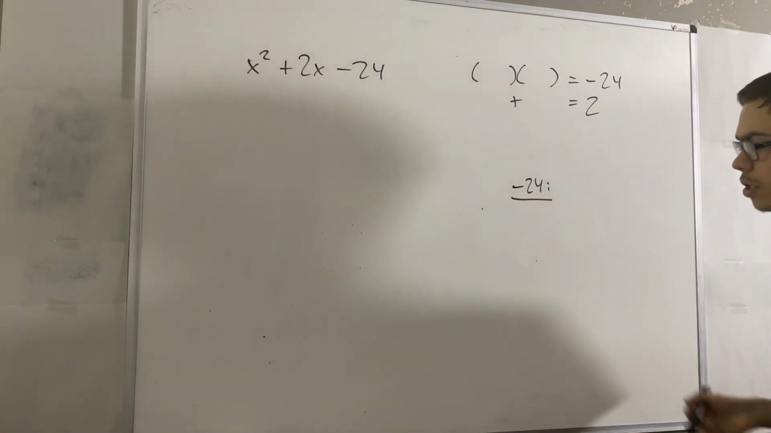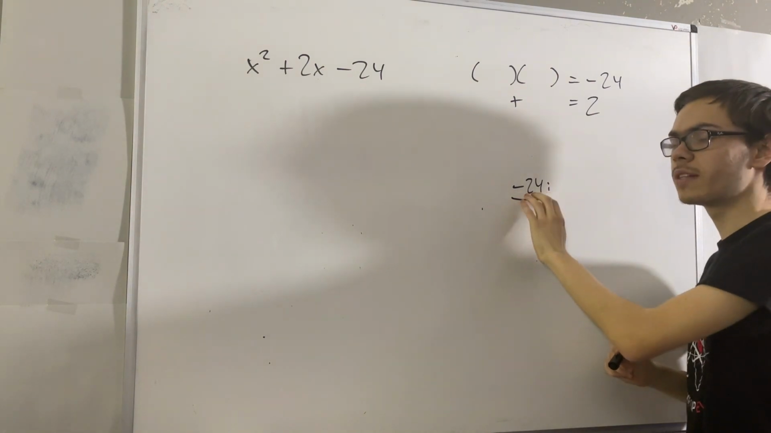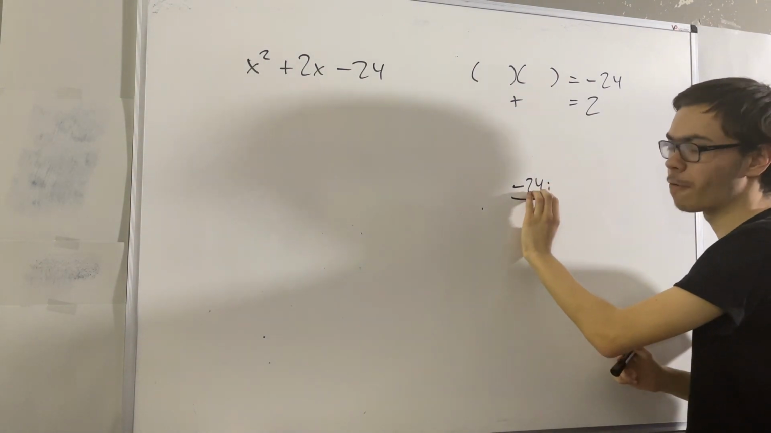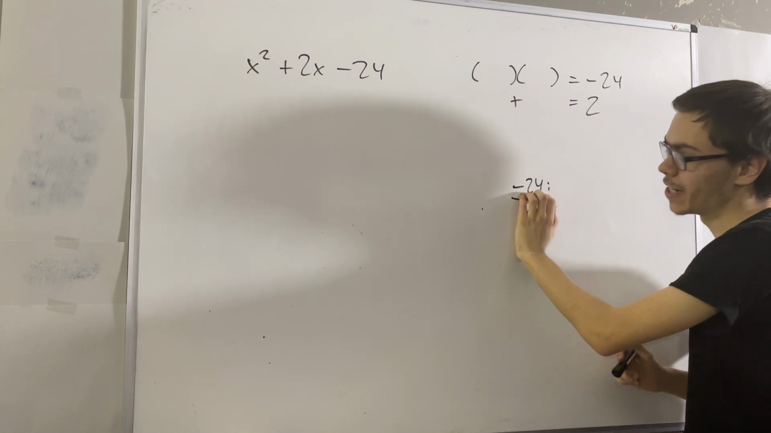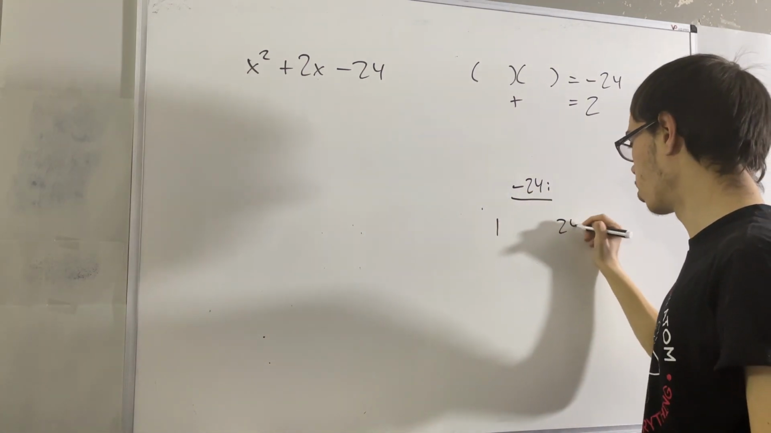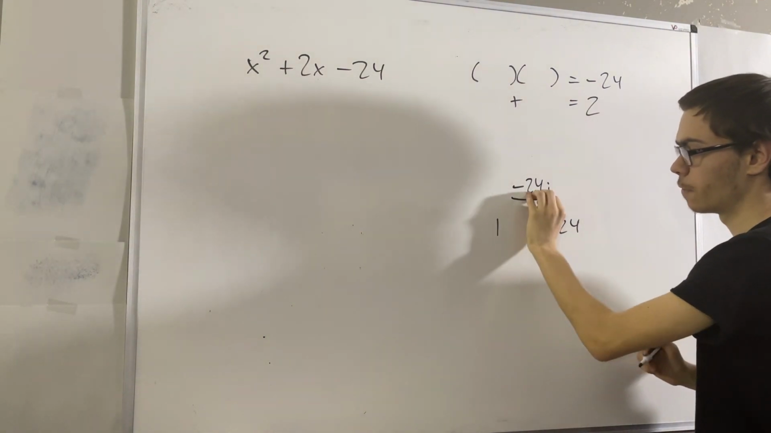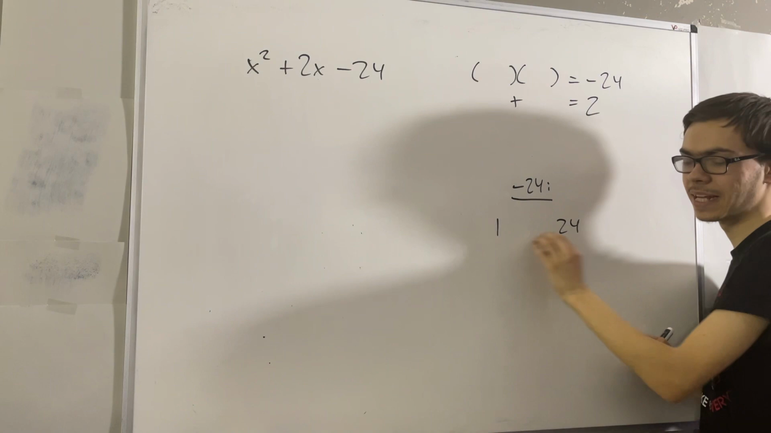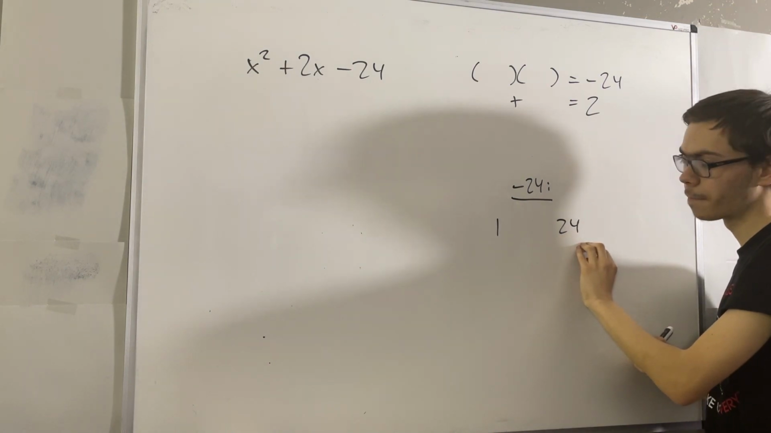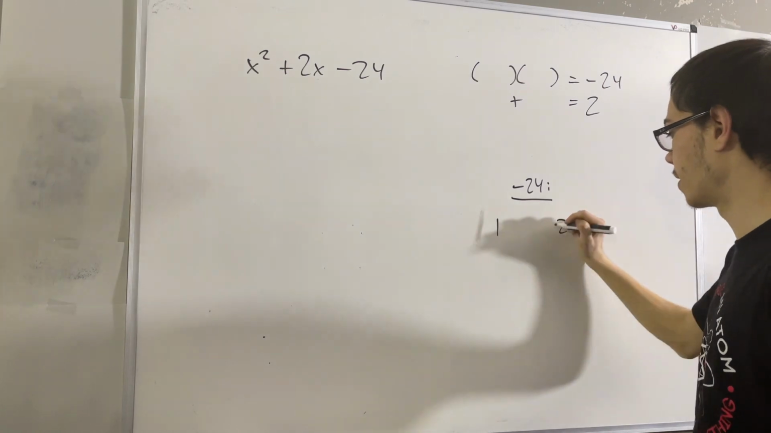Now here's the thing, when you're considering factors of a negative number, in each pair of factors of a negative number, such as negative 24, you might be thinking 1 and 24, but in order for these to be a pair of factors of negative 24, one of the numbers has to be negative, right? So we could either make the 1 negative, or we can make the 24 negative.